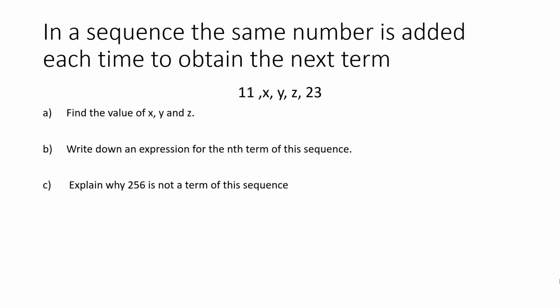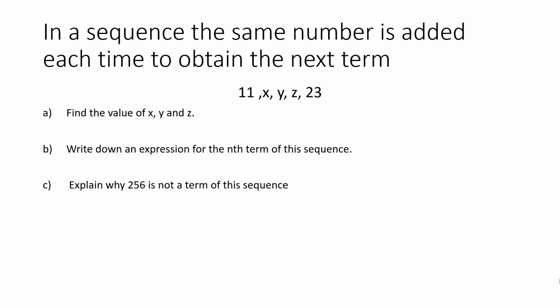So a typical question will look like this. In a sequence, the same number is added each time to obtain the next term. Find the value of x, y, z is part 1. So this is what I mean by when some numbers are missing. Here you might be compelled to divide the difference of 23 and 11 by 3. But let's see whether this is true or not.